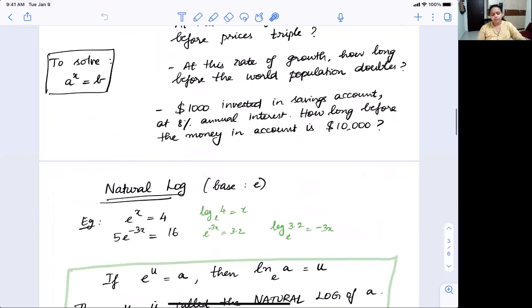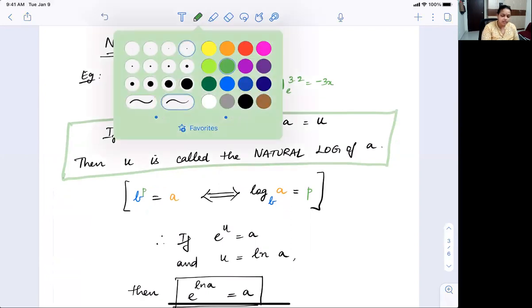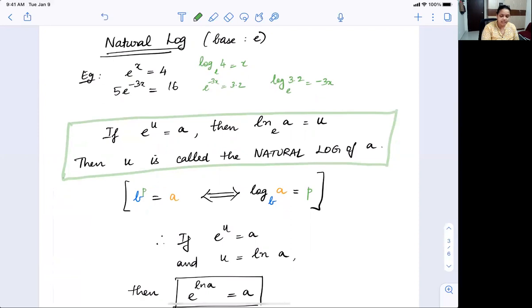Now, let's do a few definitions about natural logs. Natural logs are where the log is to the base e. So an expression like e to the power x is 4 can be written as log 4 to the base e is x, or ln 4 is x, is another way of writing it.